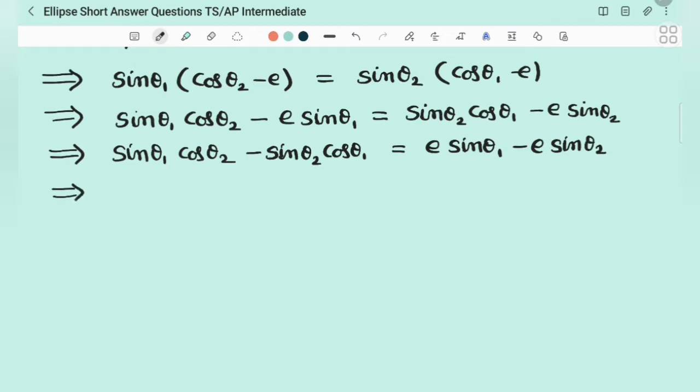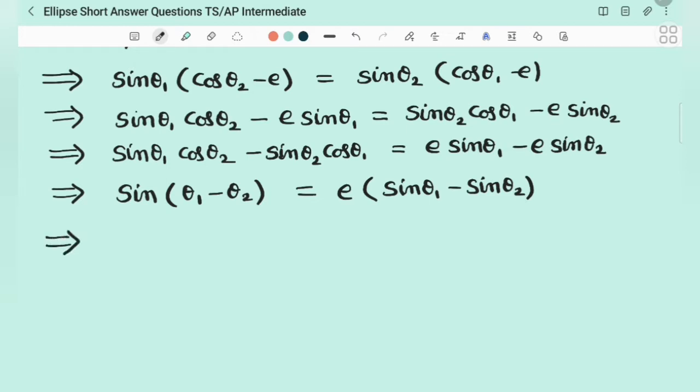So in LHS, if you observe carefully, it is in the form of sin A cos B minus cos A sin B, dear students. So in place of A comma B, theta 1, theta 2 is there. So sin of theta 1 minus theta 2 is equal to, from this E take common and write the rest of the terms, sin theta 1 minus sin theta 2.